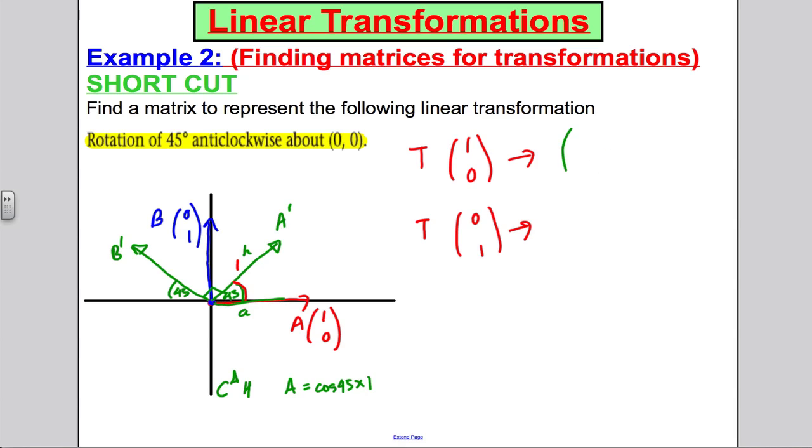So where did this end up? How far across did it end up? Well, it ended up at root 2 over 2 across. How far up did it end up? Well, that means I want to find this side here, which is the opposite.